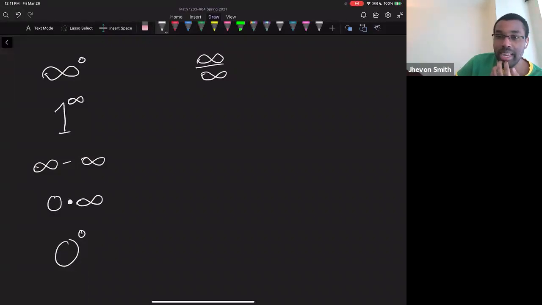Maybe they move at the same pace. It's hard to tell what that is. Is that 1? Is that infinity? Is it 0? Is it something else? It's hard to tell. 0 to 0 is another one for obvious reasons.